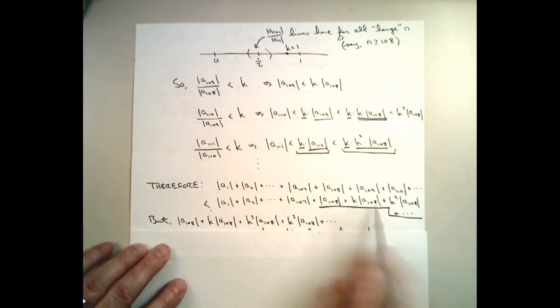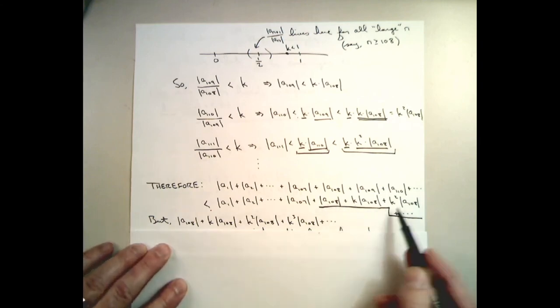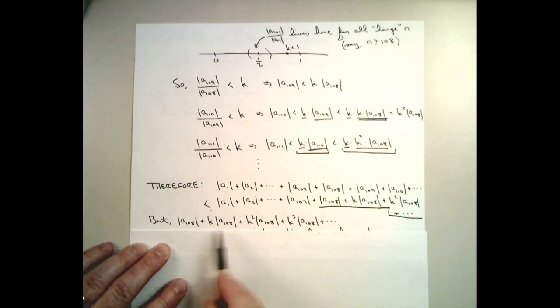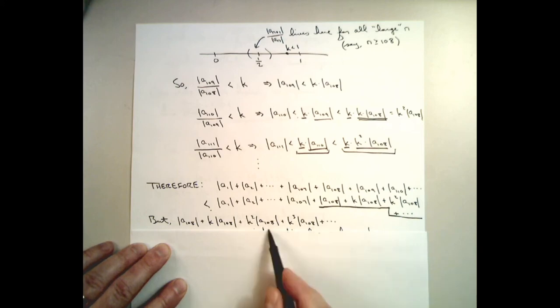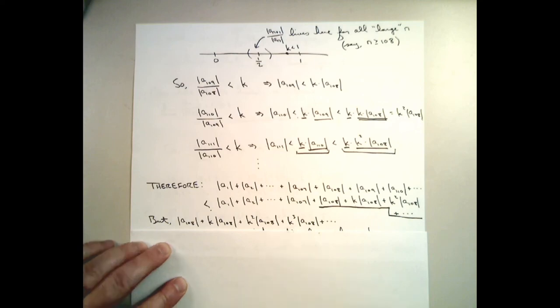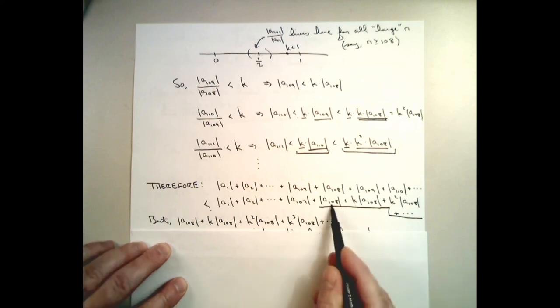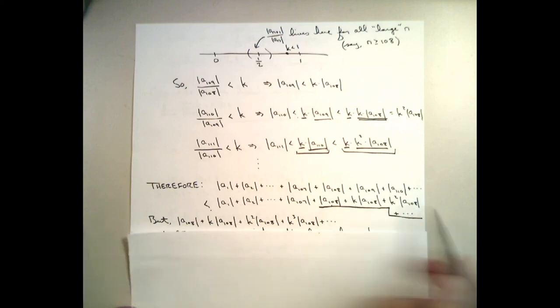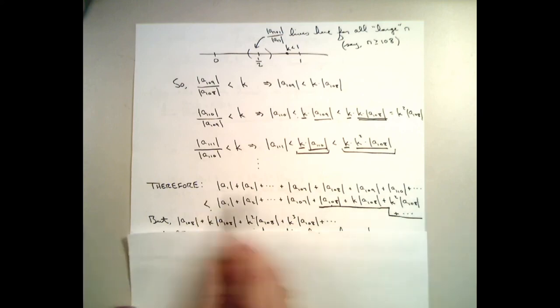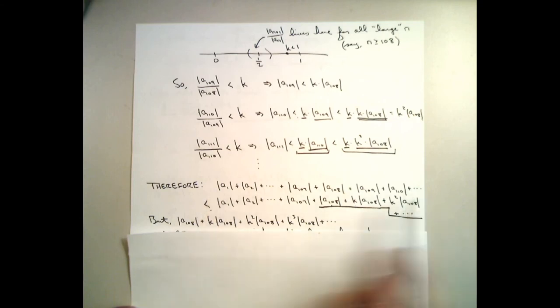of this second series down here, what I get is a geometric series, right? If I take any of these terms and divide it by the previous one, I get exactly the number k. So starting here, this series is geometric. This series that I'm interested in, the one in question, is smaller than this geometric series.